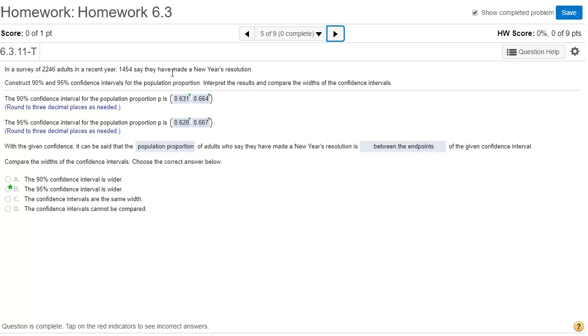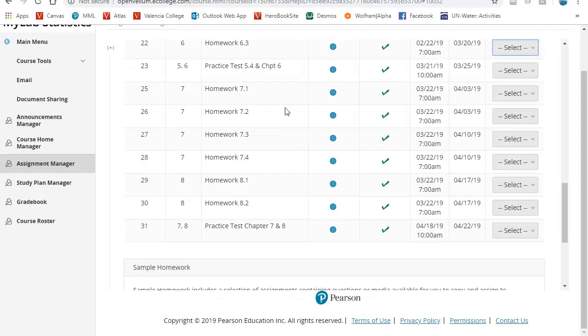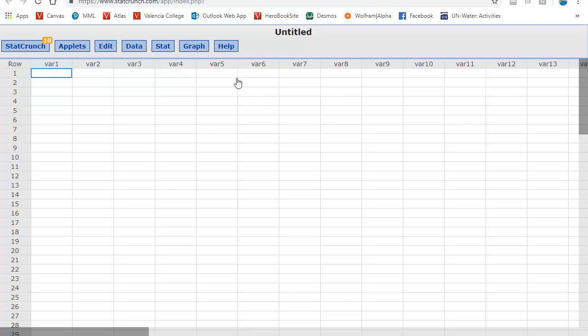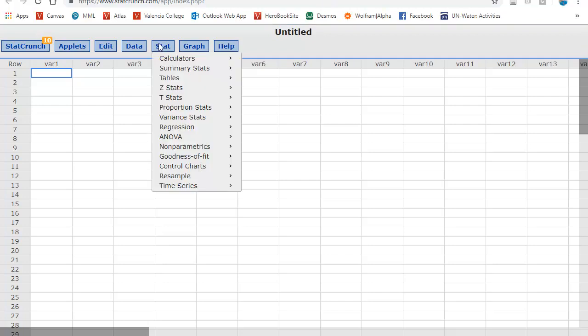You'll also notice something interesting in the wording here. I'm not told a sample mean, right? And I'm not told a standard deviation of any sort. So that should be a signal to me that I have something different. I have a binomial distribution here. So if I bring up StatCrunch, the way I'm going to attack this is I'll go to Stat, and then instead of the Z-stat or the T-stat, we will choose the proportion stat.